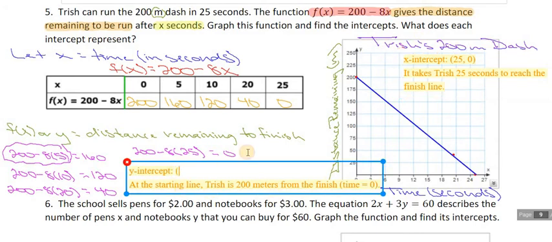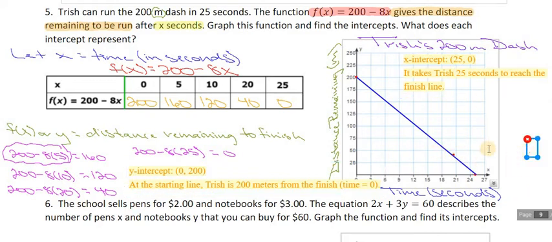Okay, so let me write my ordered pair for the y-intercept. That was 0, 200. So time of 0 means we are 200 meters from the finish line. So at the starting line, Trish is 200 meters from the finish line. And the x-intercept is 25, 0, which means it takes Trish 25 seconds to reach the finish line. Okay, so using these labels will help us.